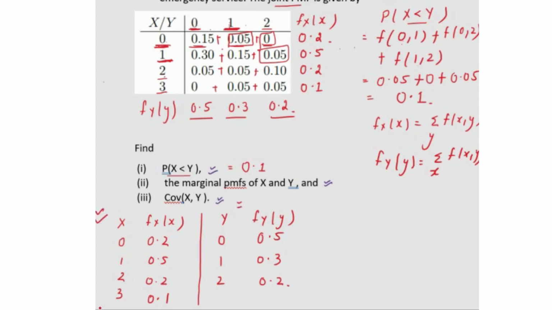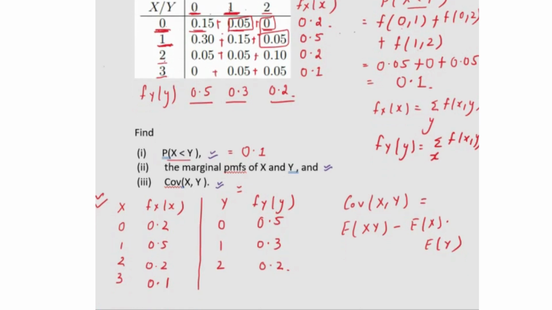Now the next is the covariance between x and y. In order to compute the covariance of x, y, the computational formula is the expected value of x, y minus the expected value of x times the expected value of y. So for this, first we'll compute the expected value of x.